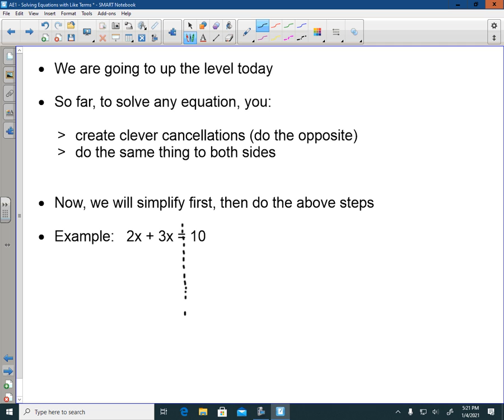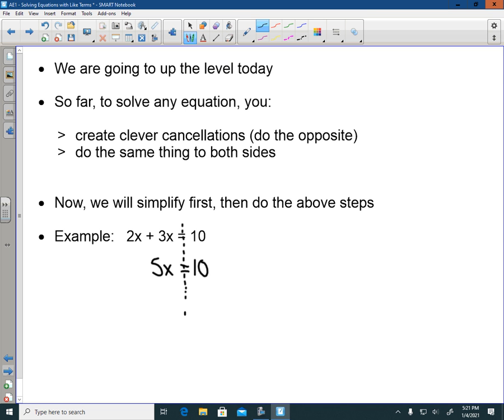We're going to be combining like terms on one side and then solving. So notice on this left side we have 2x's plus 3x's. We can combine like terms because they are like terms. They both have x's. 2x's plus 3x's is 5x's. Now that's going to be equal to this 10, which doesn't need to be simplified. And now I bet you can solve that equation.